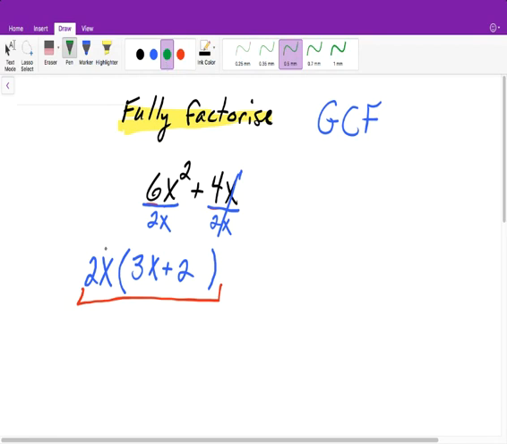And if you want to check your work, you can go ahead and distribute your answer back in. 2x times 3x gives me 6x squared, and 2x times 2 gives me plus 4x. And as long as you get the first answer that you started with, or the question you started with, you know that you factored this out completely correct.